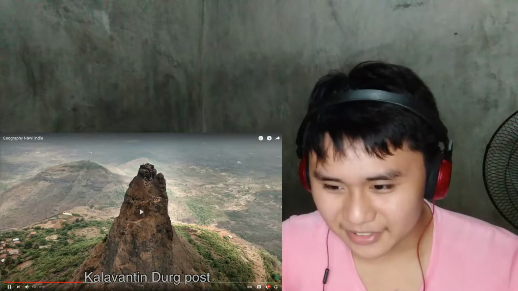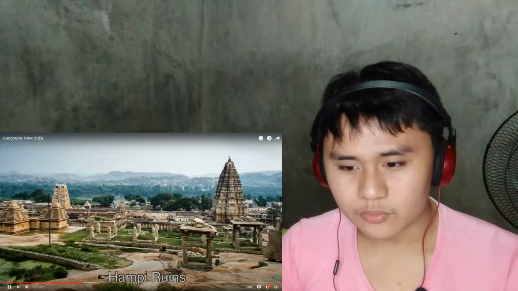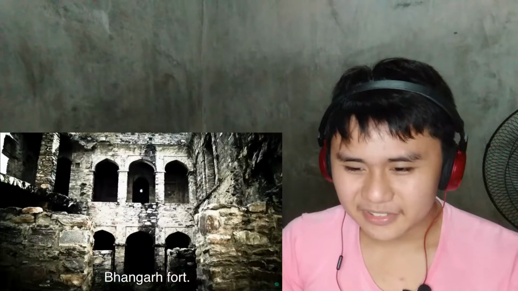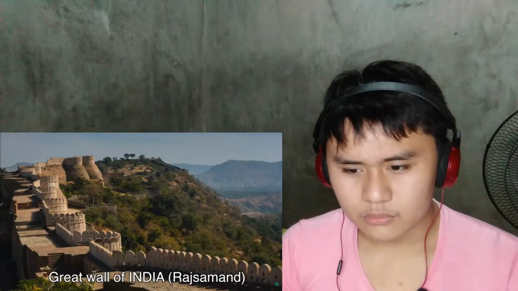The Kalavantin Durg Post, the ruins of Hampi, the hill forts of Rajasthan, Shatrunjaya Hill, which is basically like a mecca for Jains, the Temple of the Bodhi Tree, Jal Mahal, Bhangarh Fort, the most haunted place in India, Mahabat Maqbara, and keep in mind, just like in China, you can find a Great Wall of India in Rajsamand. There's also the Paritala Anjaneya Temple with the largest statue in India depicting Hanuman, and at over 150 acres, the Sri Ranganathaswamy Temple, the largest Hindu temple in the world.